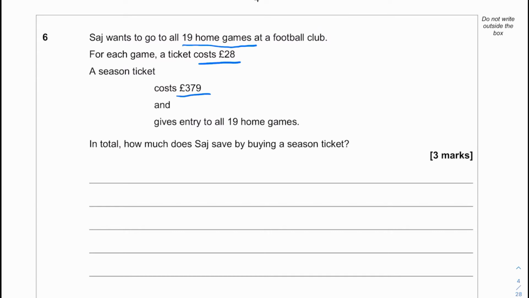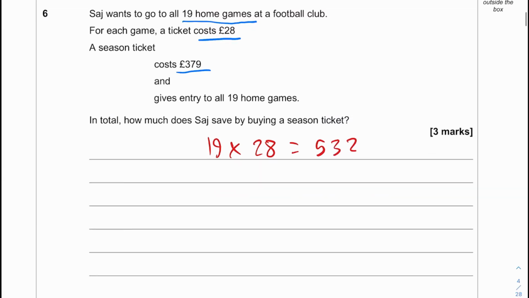So what we need to do is work out our 19 home games that he wants to go to. So 19 multiplied by the price without a season ticket, which is 28. Just grab my calculator. So when we do 19 multiplied by 28, we get 532. So that is the cost when he doesn't have a season ticket.